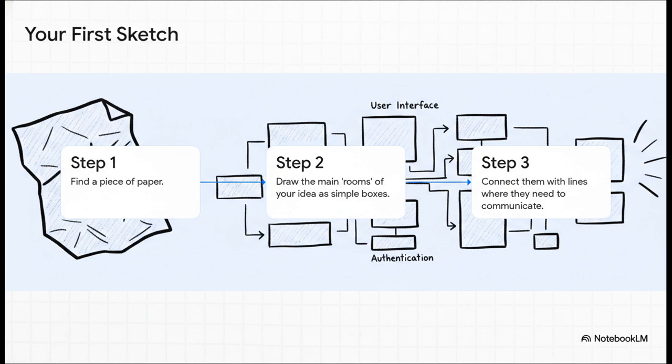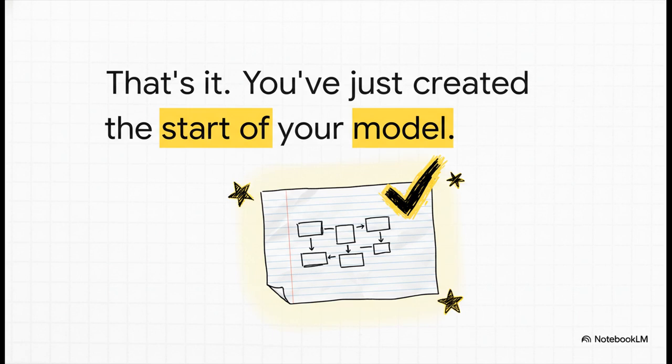First, draw a few simple boxes. These represent the main rooms of your idea. That's your architecture. Give them simple names. Then, just draw lines between the boxes that need to talk to each other. And those lines? Those are your interfaces. And just like that, you've done it.